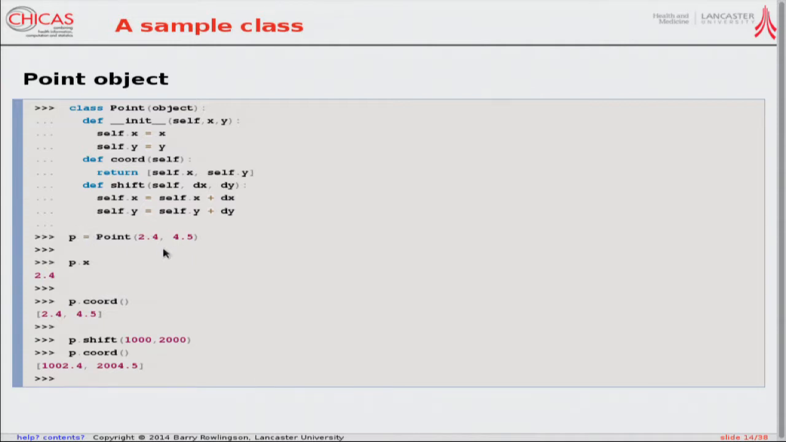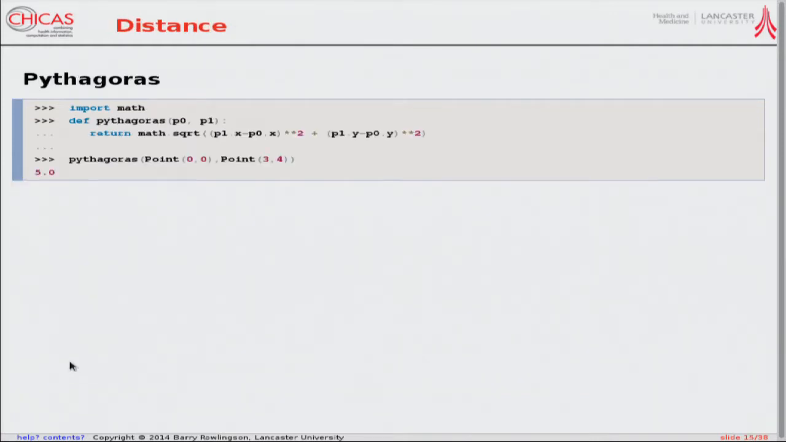So I can then create a new point at some random location. I can get its x-coordinate as a number. I can get its coordinates as a pair. If I run the shift function with an x and y shift, I've now modified p so that its coordinates are now 1,000, 2,000 further away than it was. So I've now got a class of object I can use for handling coordinates.